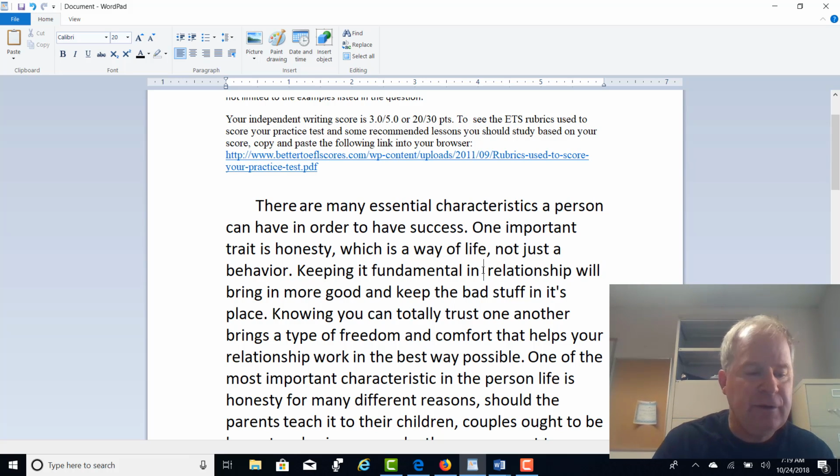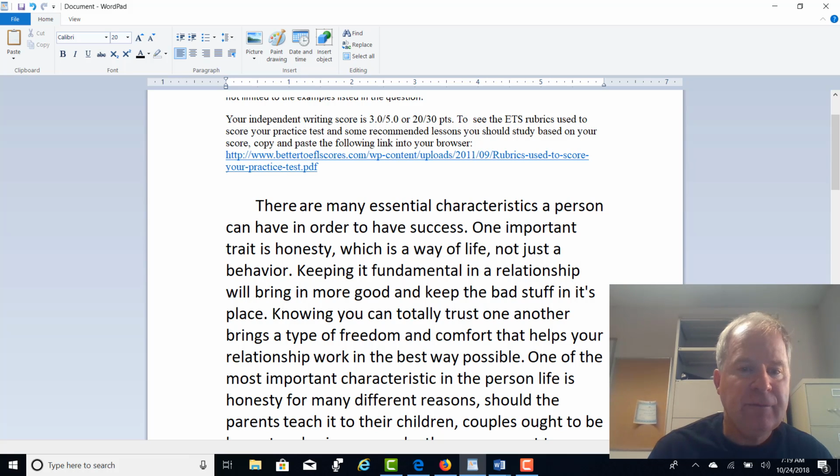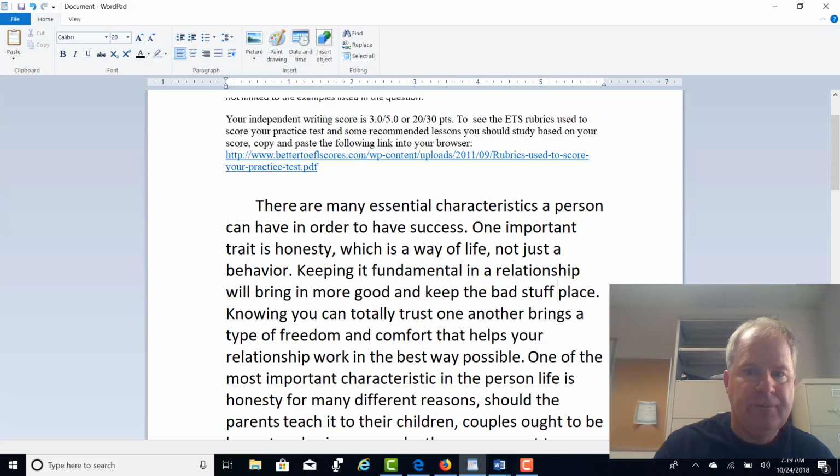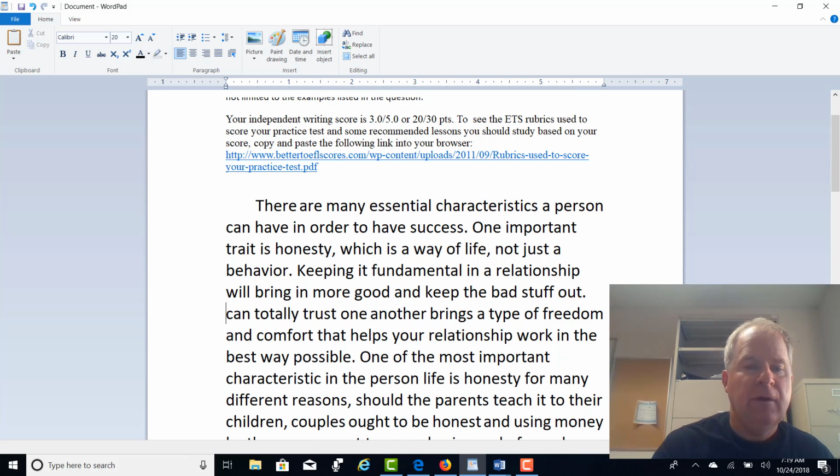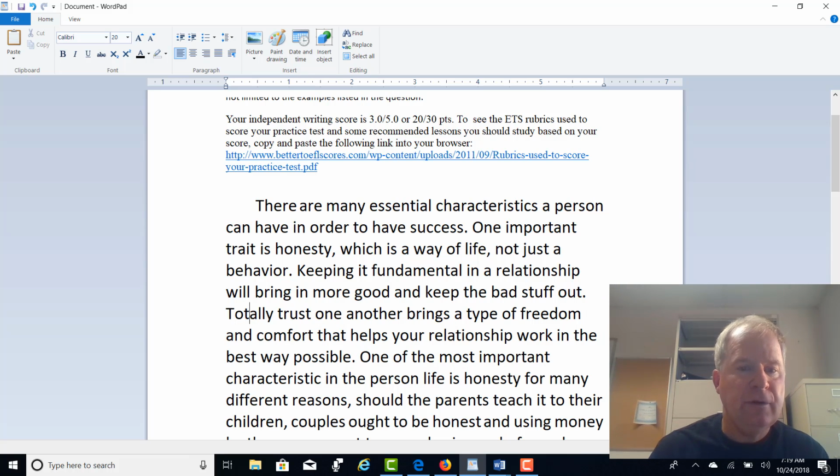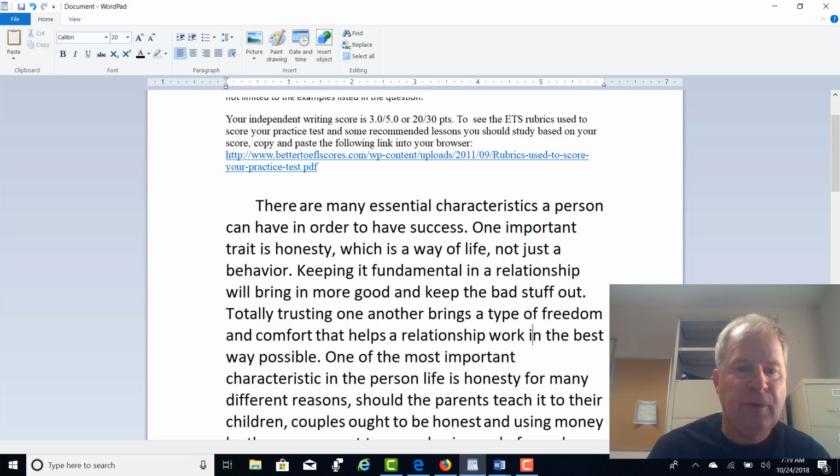So keeping it fundamental in a relationship will bring in more good and keep the bad stuff out. Knowing that you can totally, let's just get rid of this. I'm going to just change this to totally. Trusting one another brings a type of freedom and comfort that helps a relationship work in the best way possible.